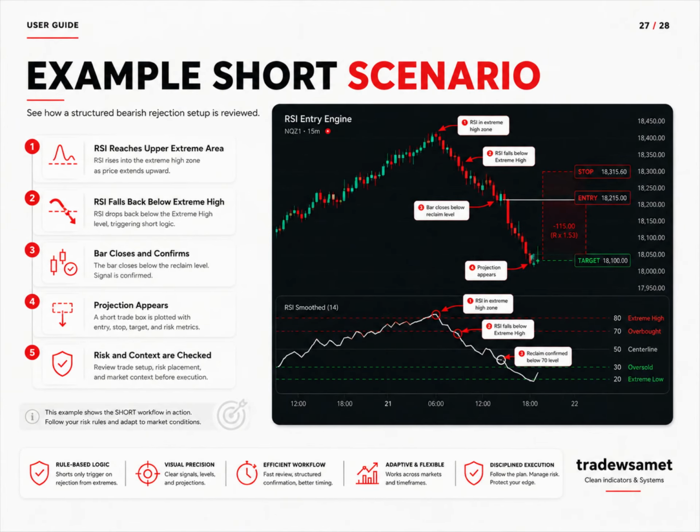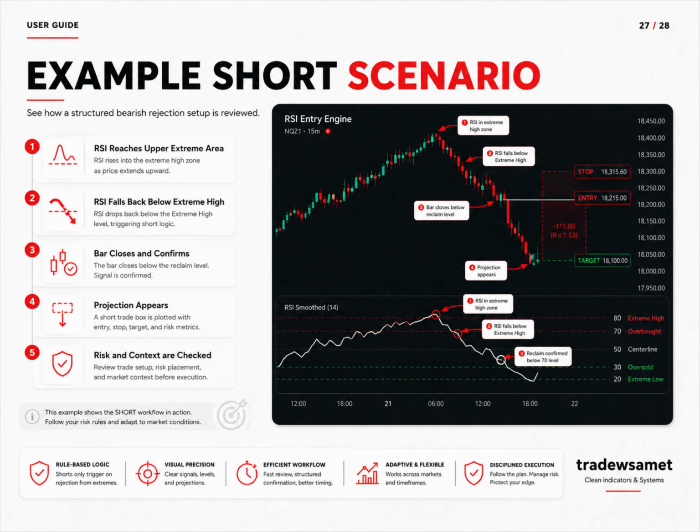Now let's look at a short scenario. First, RSI reaches the upper extreme area. This shows that upside momentum is stretched. Second, RSI falls back below the extreme high level. This creates the rejection logic. Third, the bar closes and confirms the signal. Fourth, the short projection appears. The stop is placed above, the target is projected below, and the setup becomes ready for review.